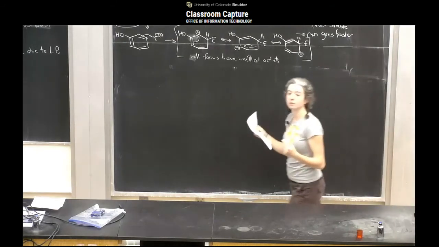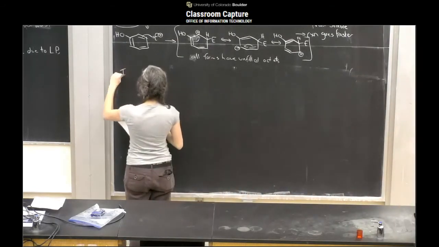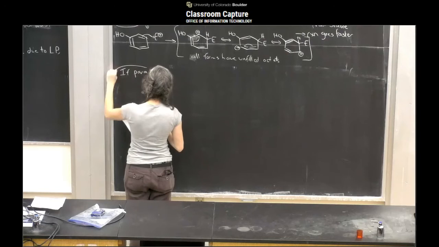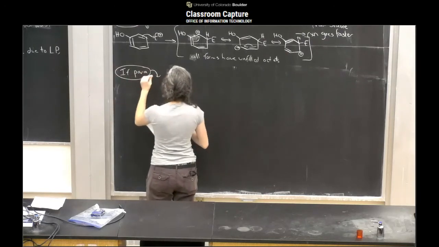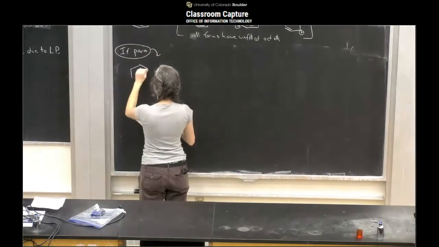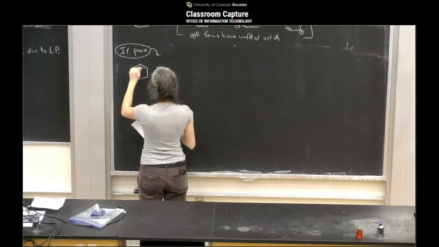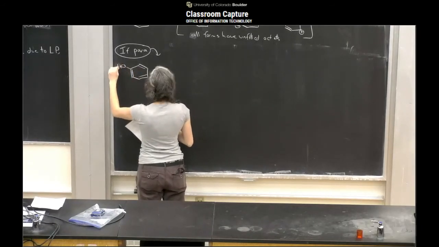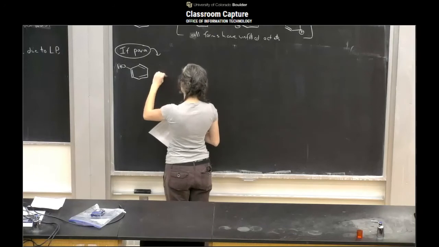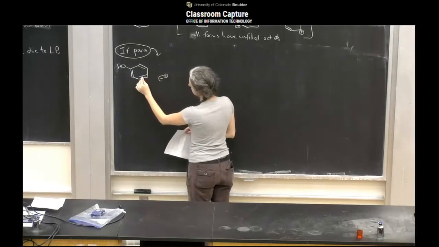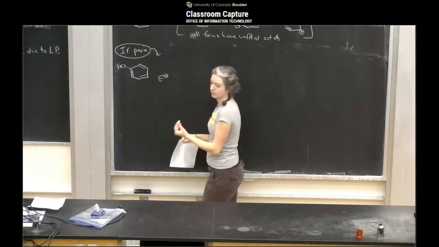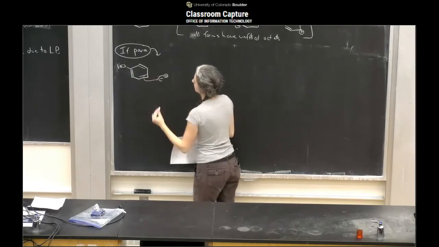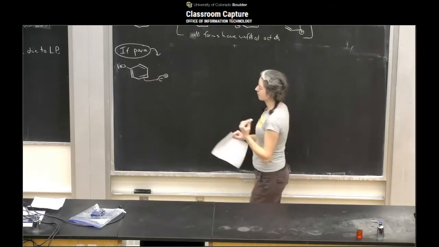If we do para real quick, it's actually going to be real similar to ortho. Here I'm going to use this double bond here because I want to attach the electrophile on here. So the double bond I'm going to use involves that para carbon.